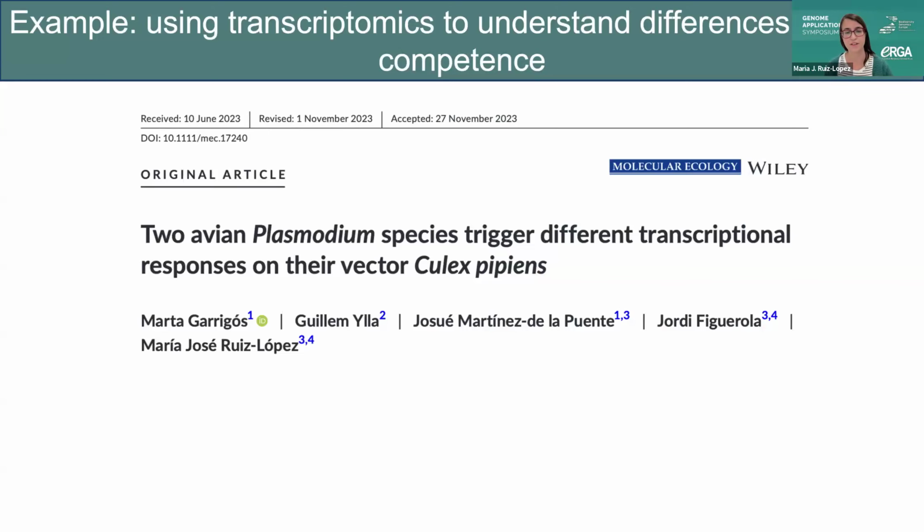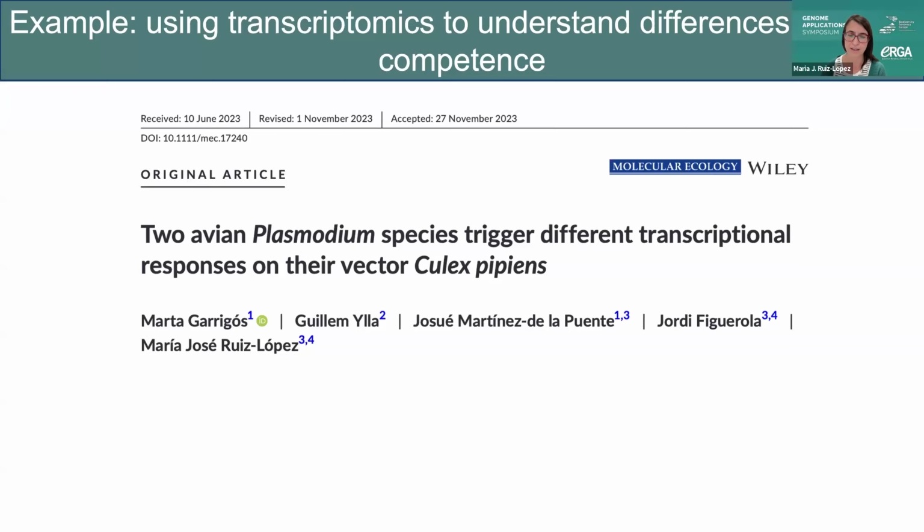One of the first studies we did looked at how a vector can adapt differently to different pathogen species. We looked at Culex pipiens and how it is able to transmit and respond to different Plasmodium species. We used transcriptomic tools, which are one of the tools we can use to study the genomic basis of adaptation. What we found was that this species was responding differently to the 2 avian Plasmodium species.